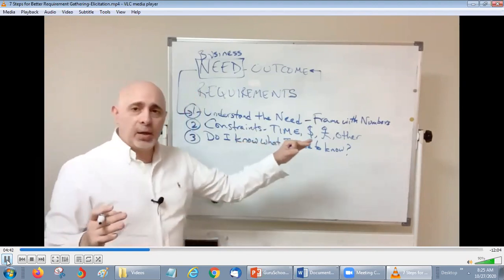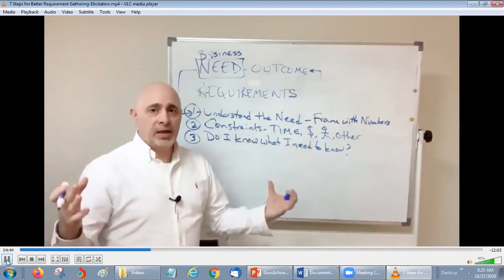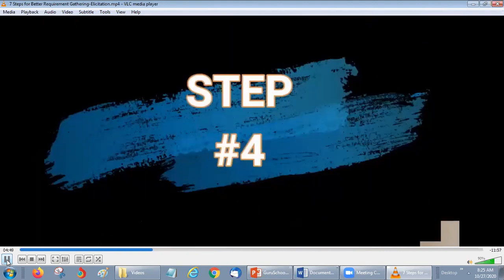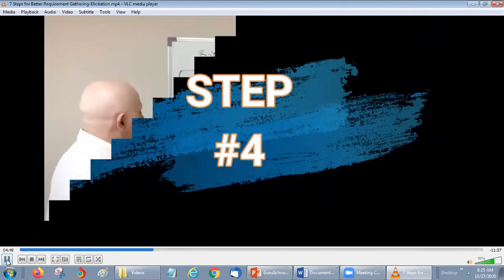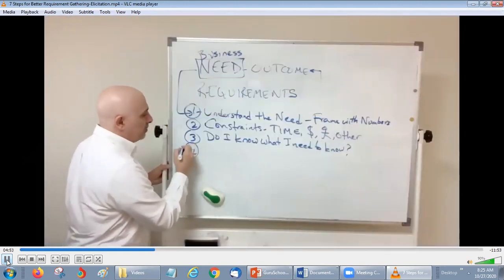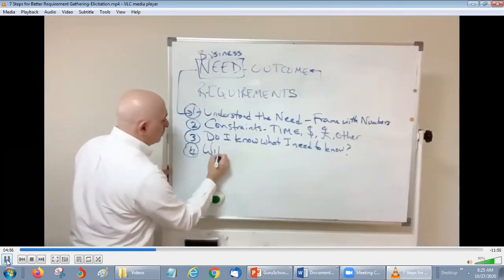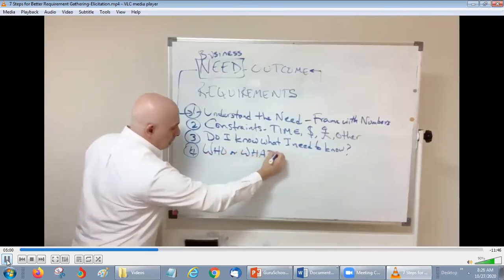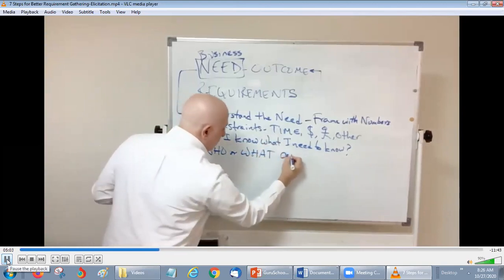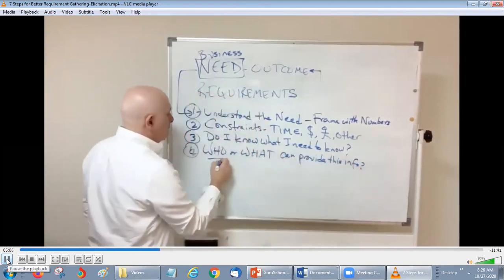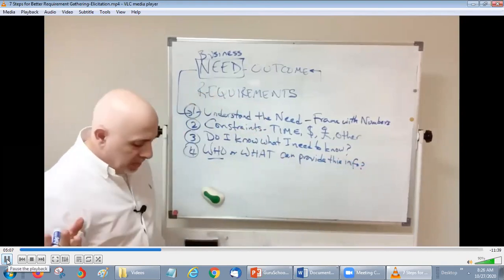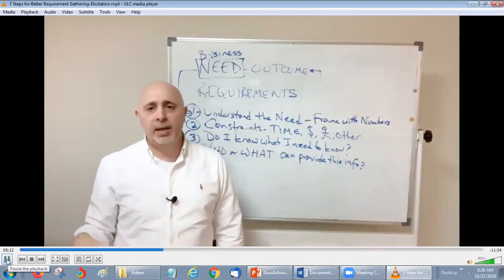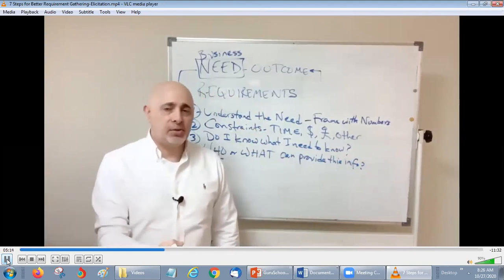So assuming you figured out all the items that you need clarification on, then you go to step number 4. Step number 4 is who or what can provide me this information. And the who would be people. These would be your stakeholders in the organization. Could be business managers, department heads, your colleagues, or the admins who are going to be using the solution.